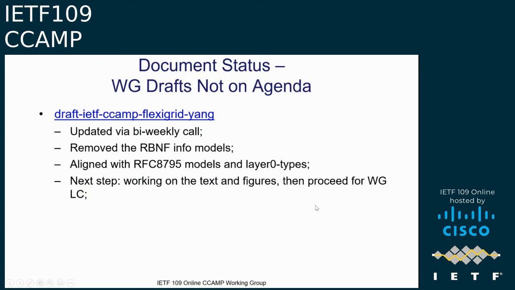Okay, let's move to the status of drafts not on the agenda, for which we have an update. FlexiGrid Young: there are biweekly calls on this draft. The RBNF info models have been removed, and it has been aligned with RFC 8795 and the layer 0 types. A lot of work has been done on this draft. I personally did the review of the draft, and I believe that it's ready to be moved forward. Given that the WSON Young and the L0 types are in the ISG processing, this is the natural next step in the pipe.